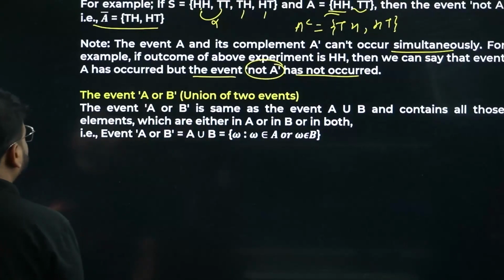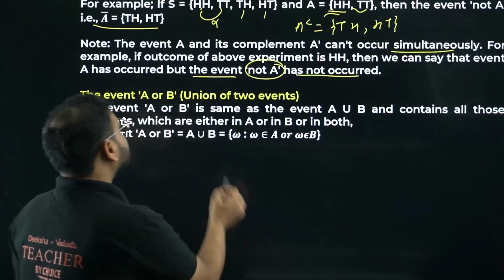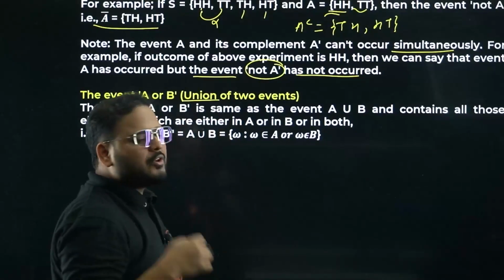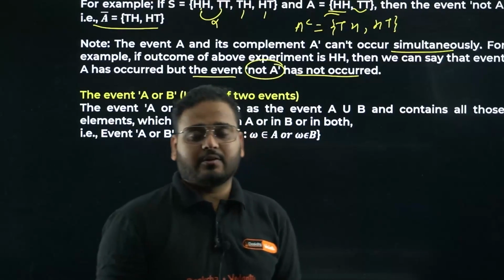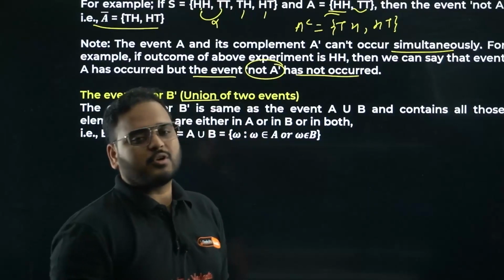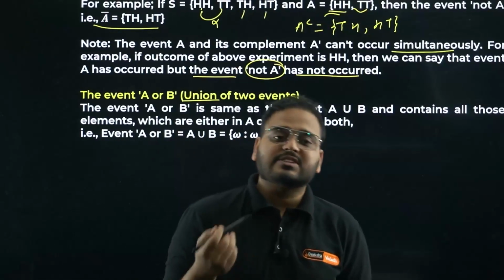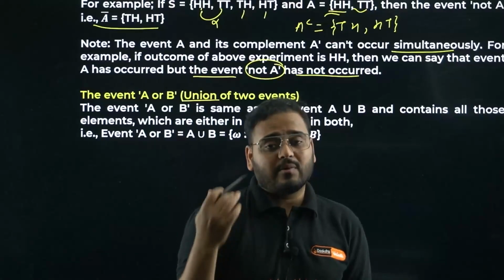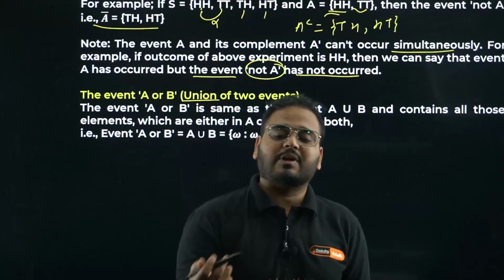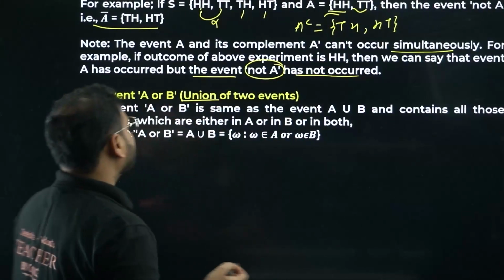Okay, the event A or B. Now we have the most useful, very commonly used in all the problems that we are having. All of them actually. Complement is also used, even union is used, even intersection is used, but you can see union occurring the maximum number of times in the questions. So union of events, what is this?